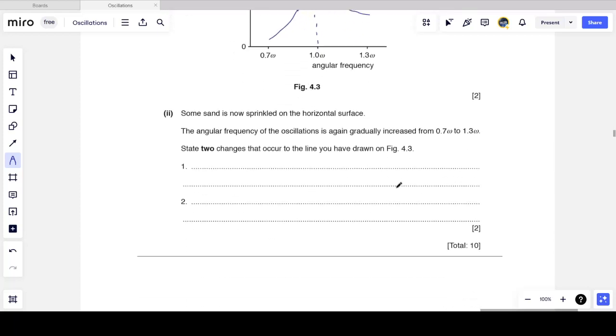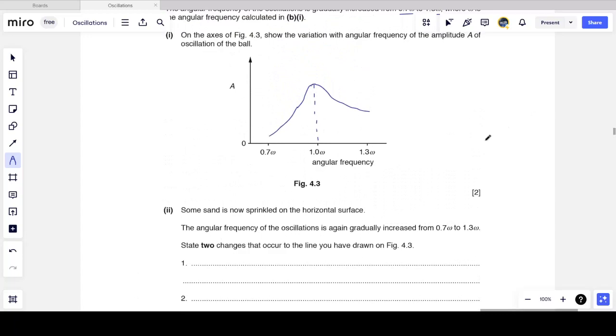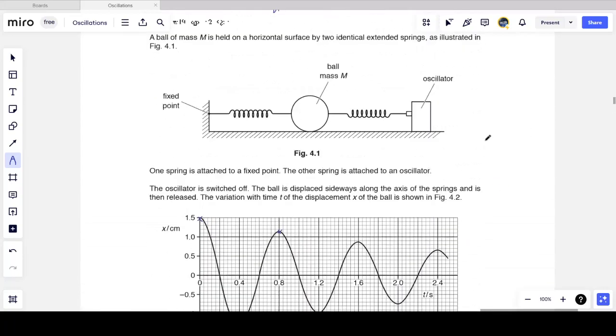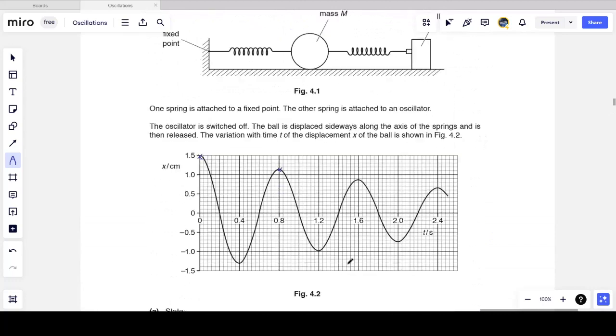We're then told that some sand is now sprinkled on the horizontal surface, and the angular frequency of the oscillations is again gradually increased from 0.7 omega to 1.3 omega. And we want to state two changes that occur to the line that you have drawn on figure 4.3. Aha. So exactly the same scenario, but I now sprinkle some sand on the surface on which the ball is oscillating.